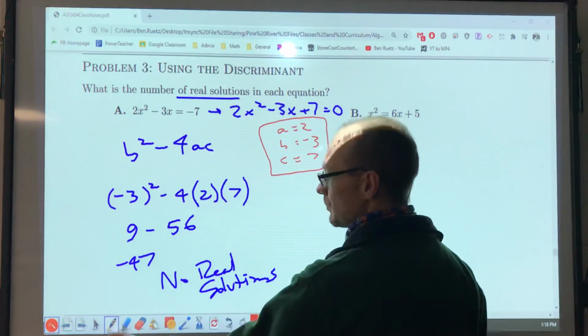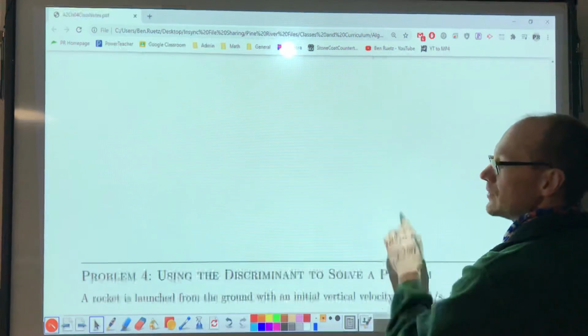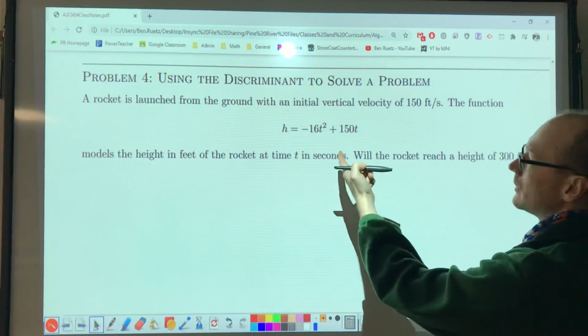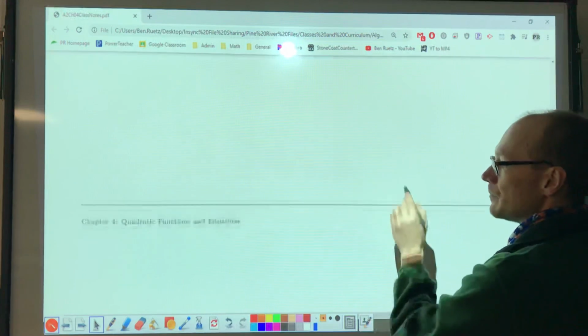I believe that is pretty much all there is with this set of notes. We could continue on with this. I'll let you look at the notes to see how that works.